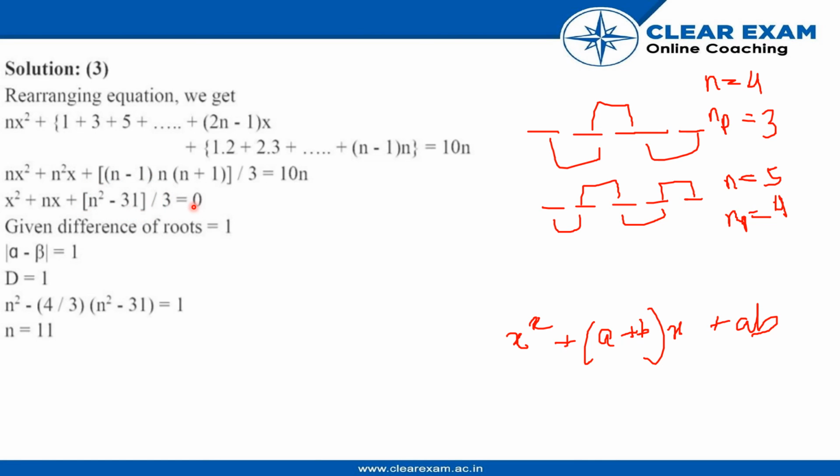Now we know the difference between the roots is equal to 1. How? Because alpha minus beta is equal to 1, that is d equal to 1, right? So n square minus 4 times n square minus 31 upon 3 is equal to 1. If you solve this equation, you'll find the value to be n equal to 11. Hence our answer is n equal to 11.